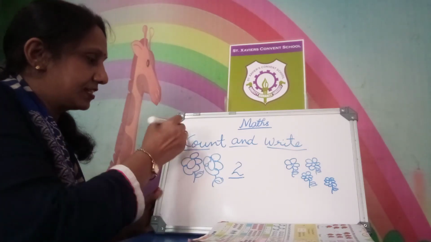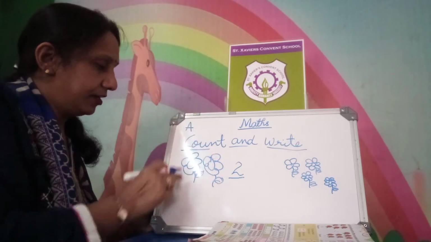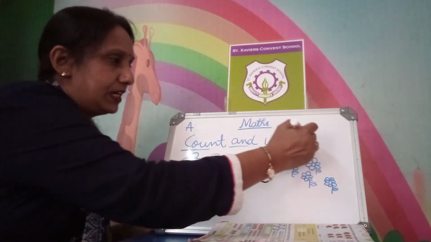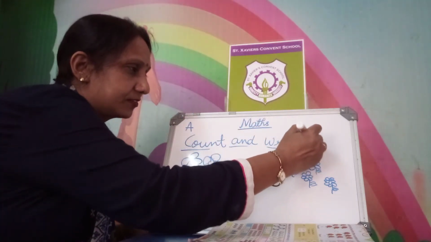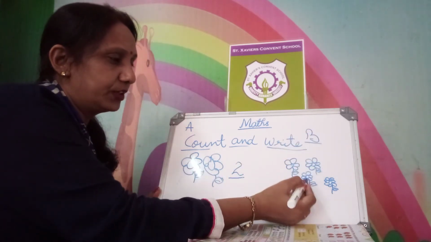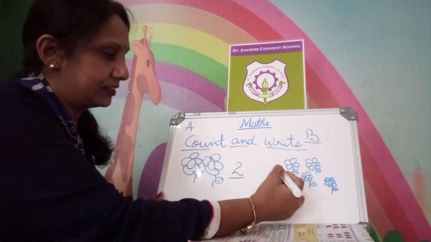This side, side A, we are having how many flowers? 2 flowers. Side B, how many flowers? 1, 2, 3, 4. 4 flowers. This side here, 4.